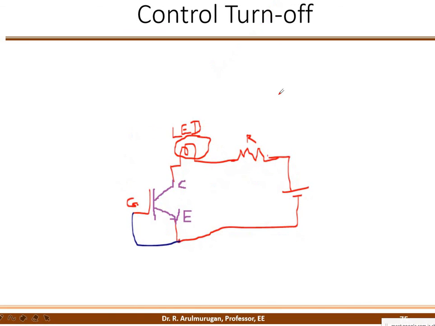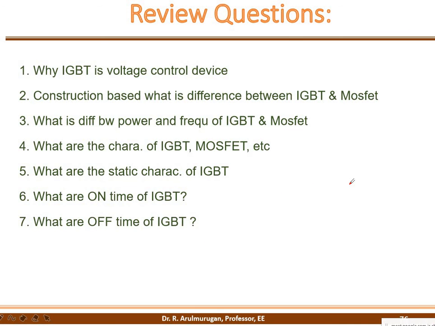What about control turn off? For control turn off, the power is cut and connected to the minus terminal, so it will turn off. The switch is open. So that's all about this. So far we have discussed IGBT. Coming to the review.